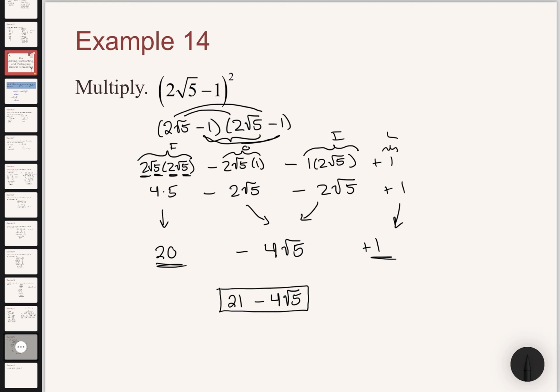Okay, so for this one, I rewrote the square as 2 rad 5 minus 1 times 2 rad 5 minus 1. Then we FOILed that out. We simplified in this step where we could. And then over here, I combined like radicals. And then again, I combined like terms with the 20 plus 1 to get our final answer. One more, and then y'all are done.